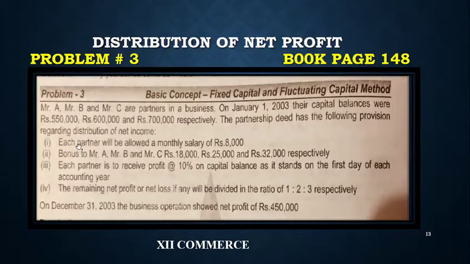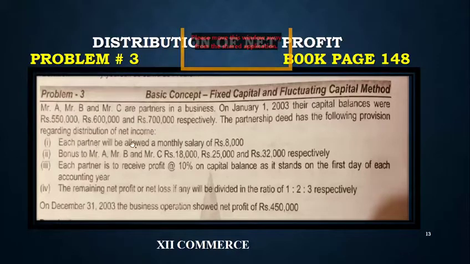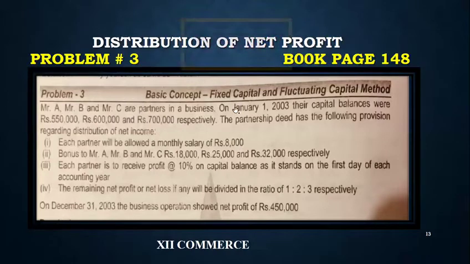मैं आपके साथ पहले adjustment go through करती हूँ, then we will move further. Each partner will be allowed a monthly salary of 8,000. Monthly salary means 8,000 per month. The month is starting from January. So you have to multiply 8,000 by 12.